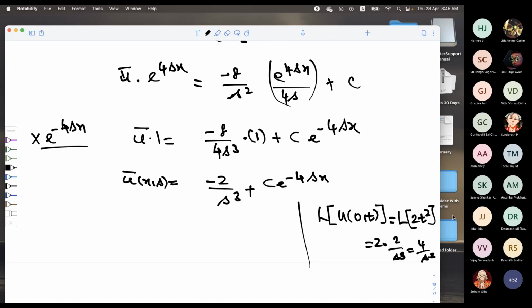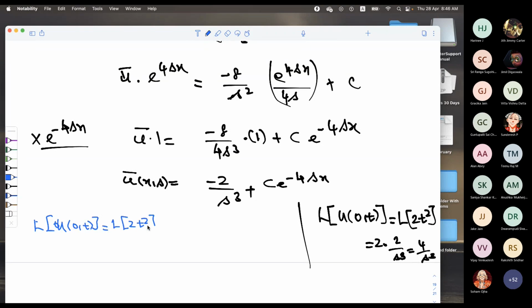Yes, sir. Okay. So here I just try to write here. So applying that condition also, L of u of 0 comma t is Laplace of 2t square. The same thing I am writing here. So 2 into 2 divided by s cube. Okay, here we have that: 2 divided by s cube.